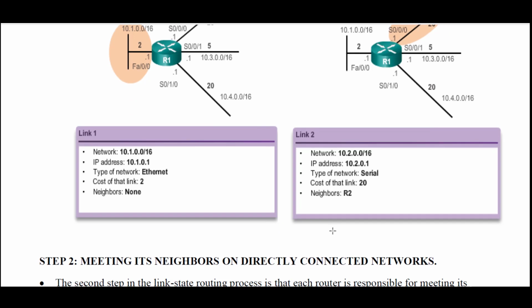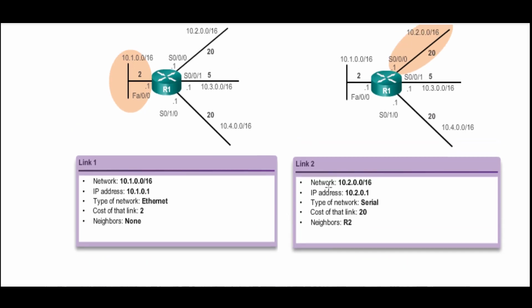So in step number 1, every router is going to learn about its own links plus its own directly connected networks. These are the pieces of information every router is going to collect.